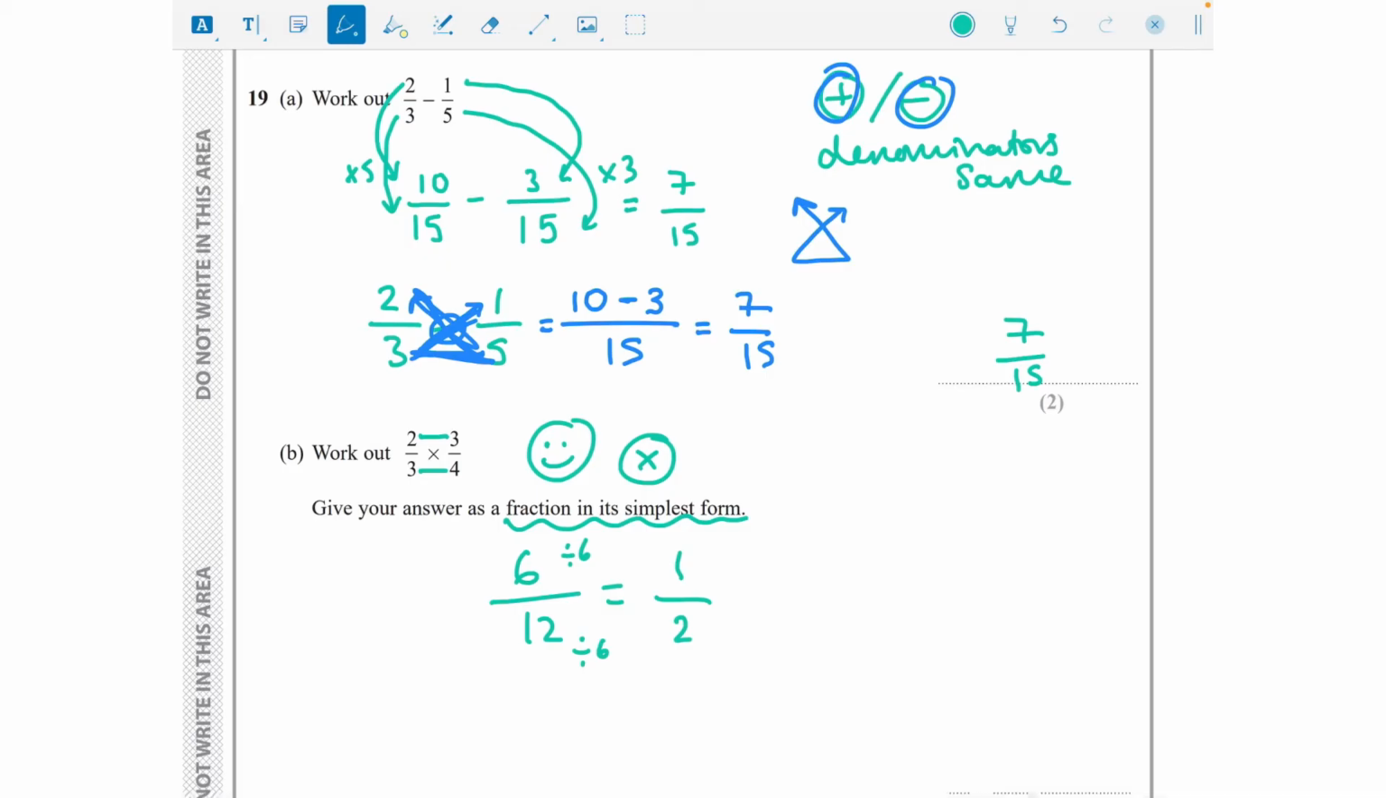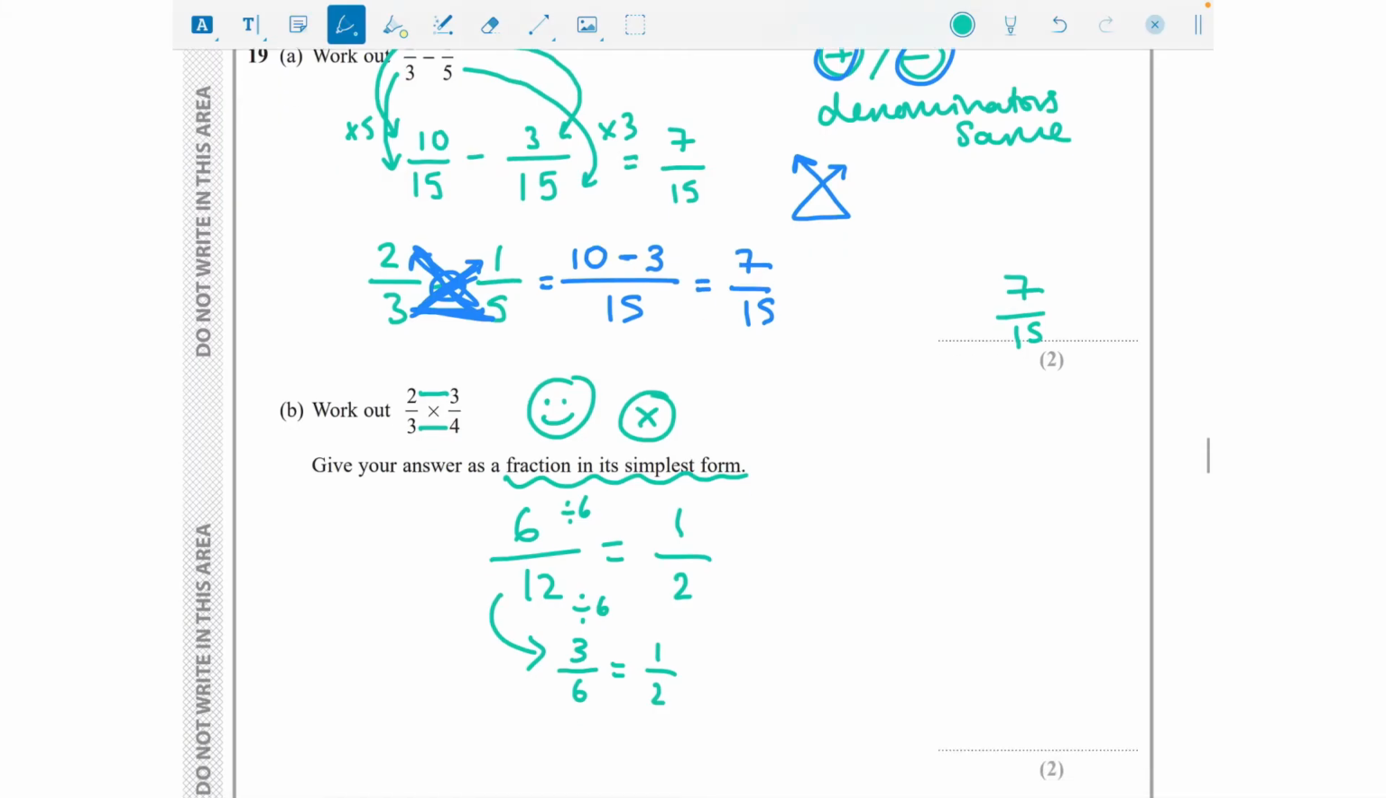You might have thought, oh, okay, I can halve them, which makes it 3 over 6, but then they're both in the 3 times table, so you'd want to go again, and that would be 1 over 2. So it doesn't matter if it takes you 2 steps, you just want to keep going until there are no more common factors. So that would be the answer to that one.